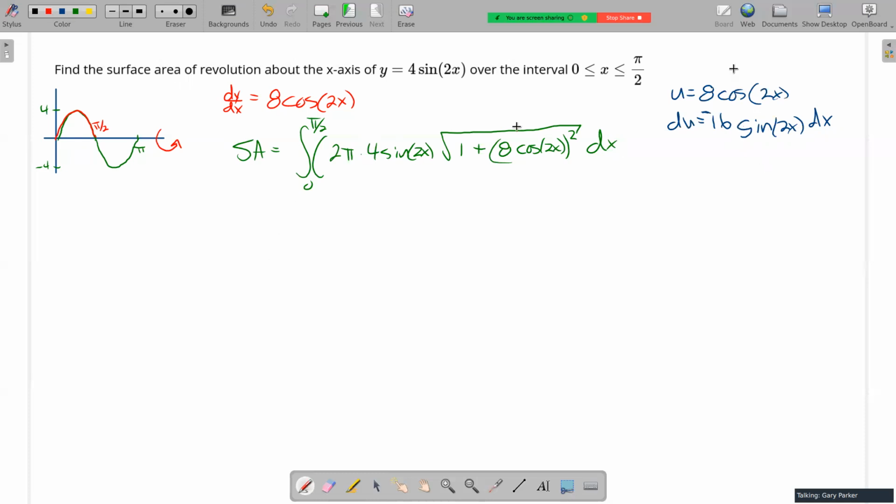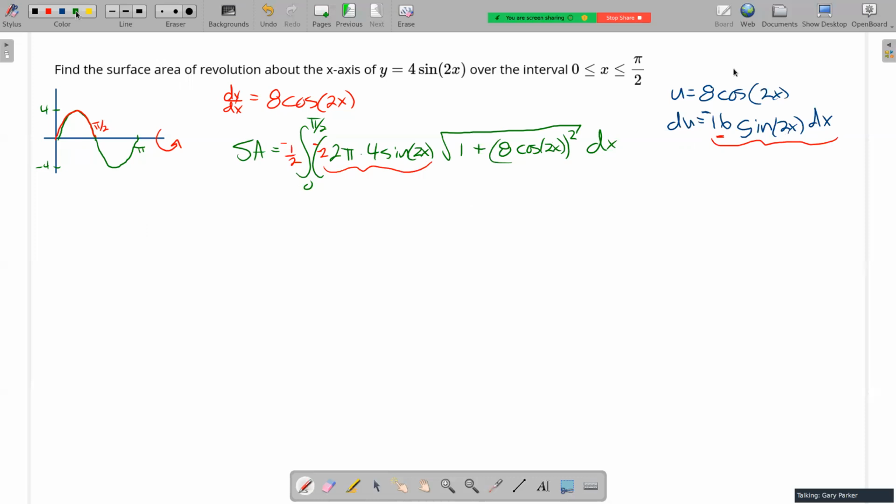So to adjust to get that 16 right there, I'm going to multiply by a half out here and then multiply by a 2 in there. 2 times 2 is 4 times 4 is 16. And I just need a negative here and there. Negative times a negative is a positive. That's a negative in there. So now I have my du right here.